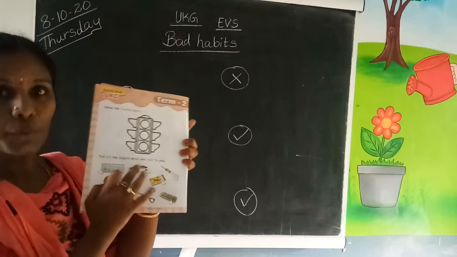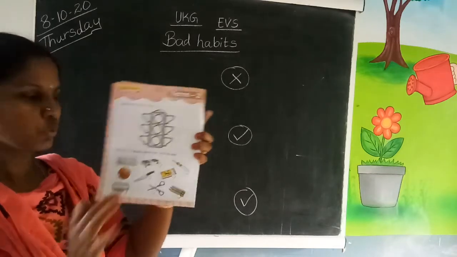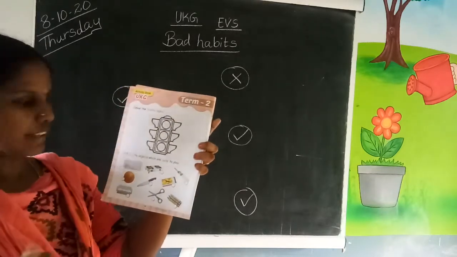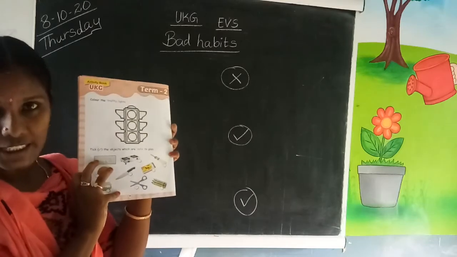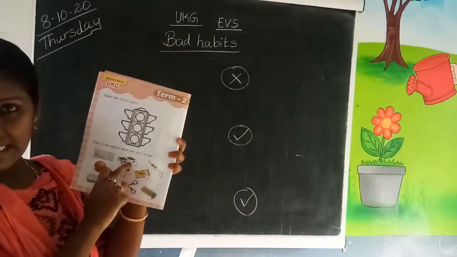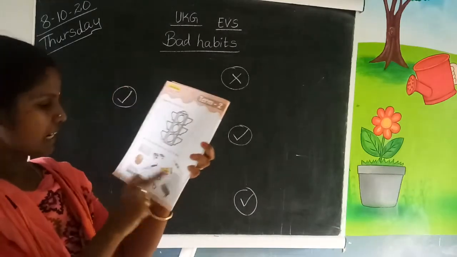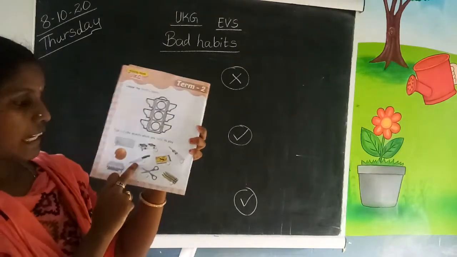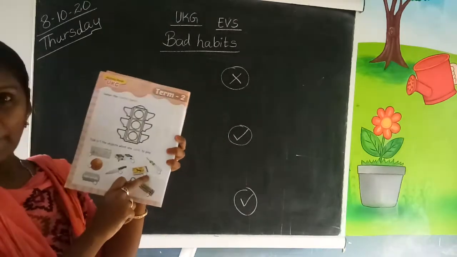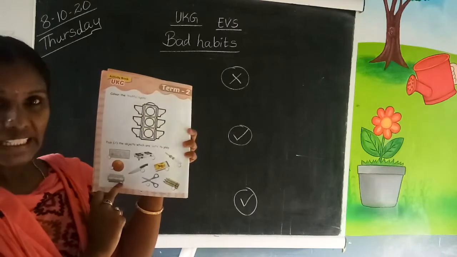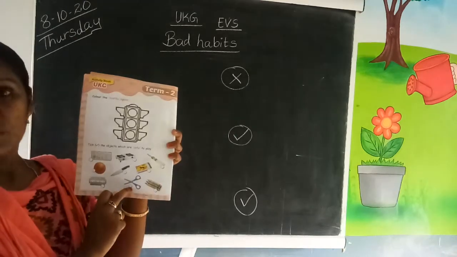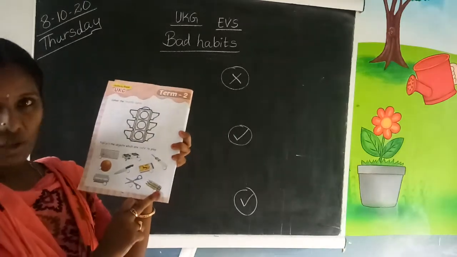We tick the ones we can play with, which are safe. Vaatliki tick pettalante migilavi leave chesayi. Switchboards to aadacha? No. Gas stove? No. Bat? Yes. Ball? Yes. Knife? No. Matchbox? No. Blade? No. Scissors? No. Crayons? Yes.